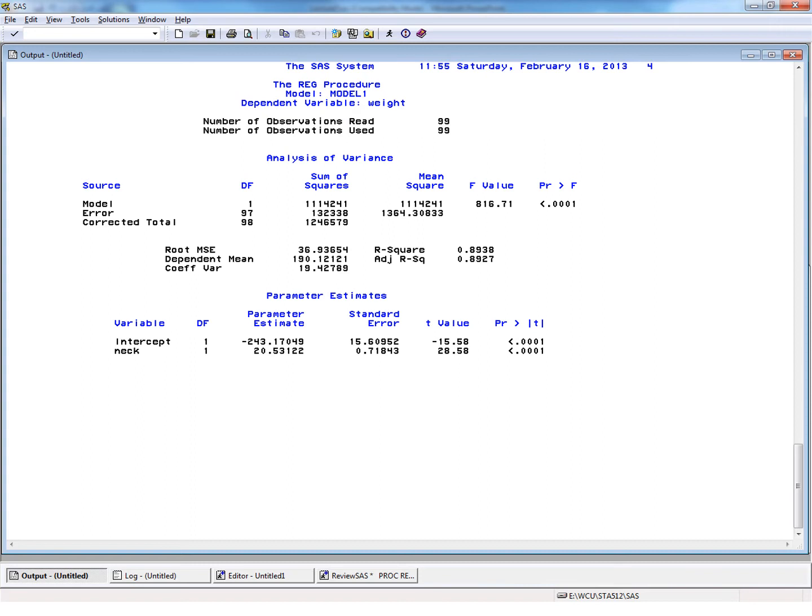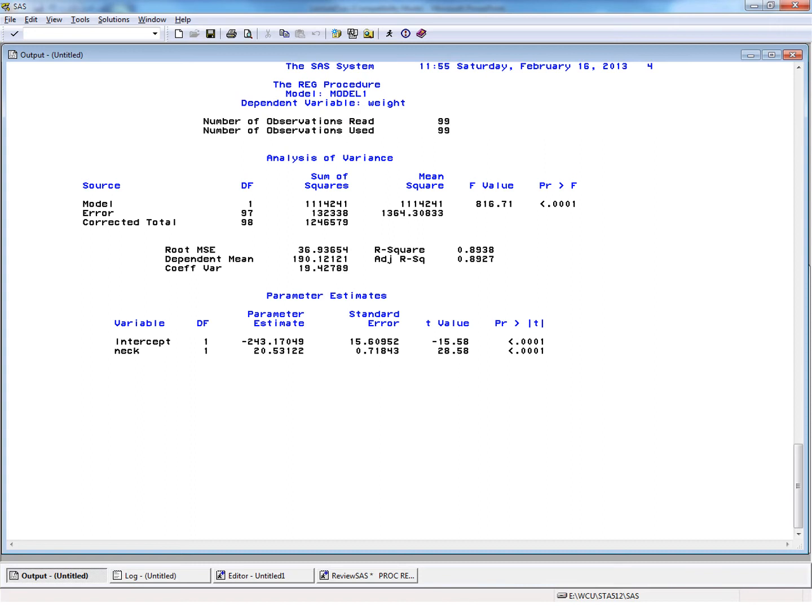So let's go to the parameter estimate section of the output. Let's look at that neckline. The neck, remember, is the parameter estimate for slope. And look where it says t-value. The t-value is 28.58.